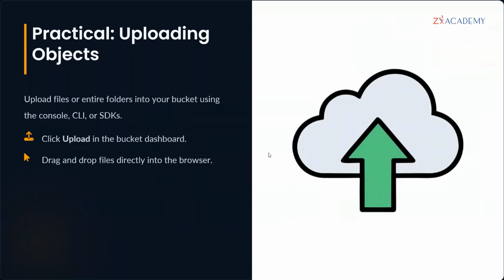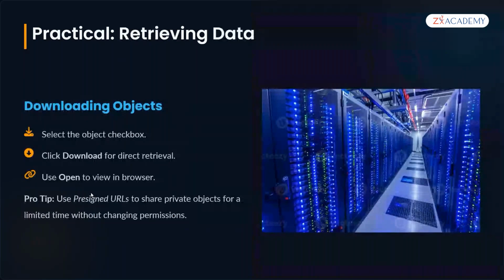SDK means software development kit. So simply you need to click on upload, and you can also drag and drop your files directly inside your bucket. That will upload your object in your bucket. Then, to retrieve your data, you have the download option. You need to select the object and click on the download tab to download it directly.